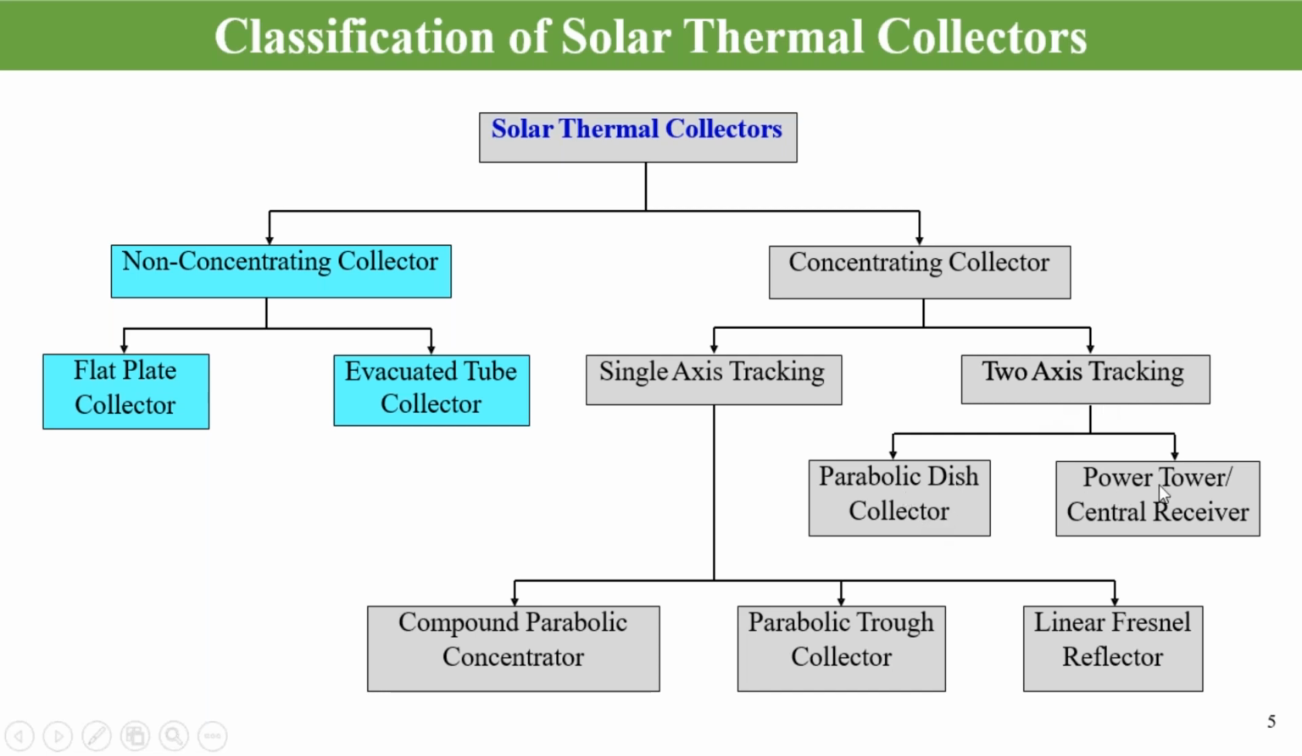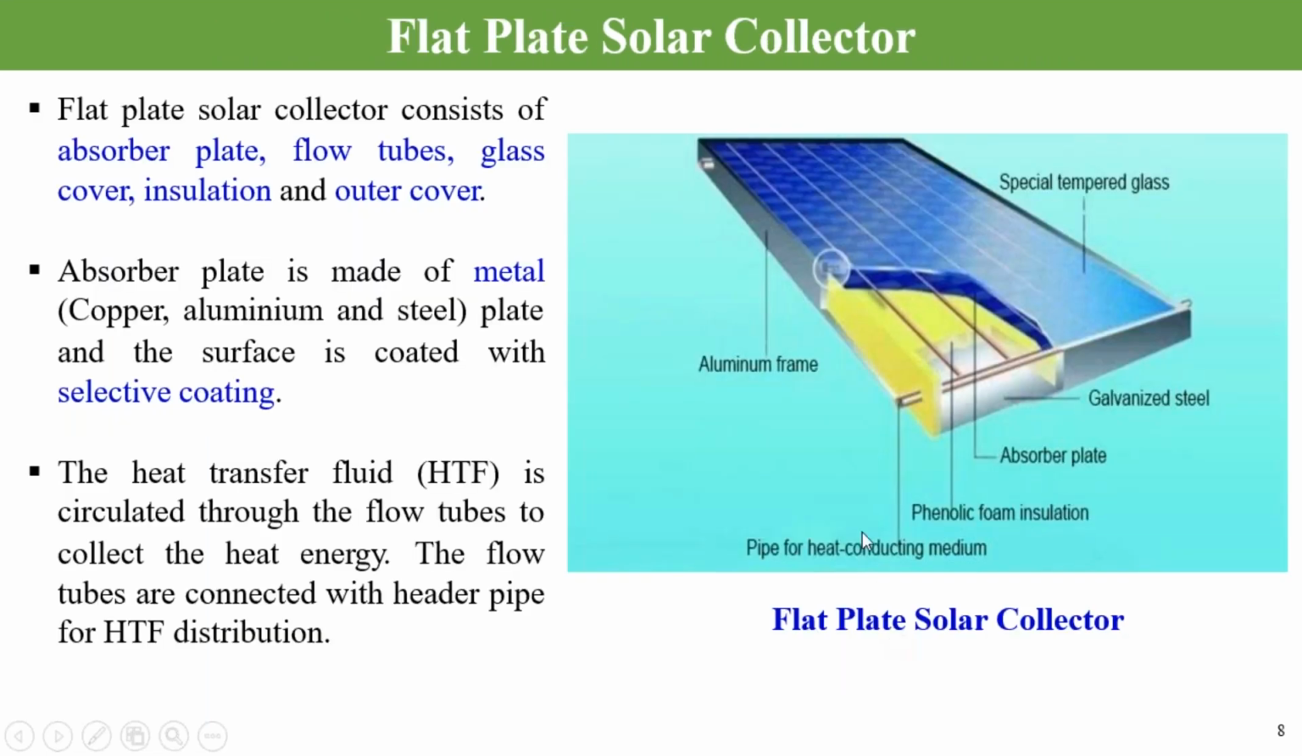Now again, the power tower. This has great application nowadays. This power tower or central receiver has great application for producing power. And in my system, I have used the parabolic trough collector for an air conditioning system. I will just discuss that. Now moving to the next slide.